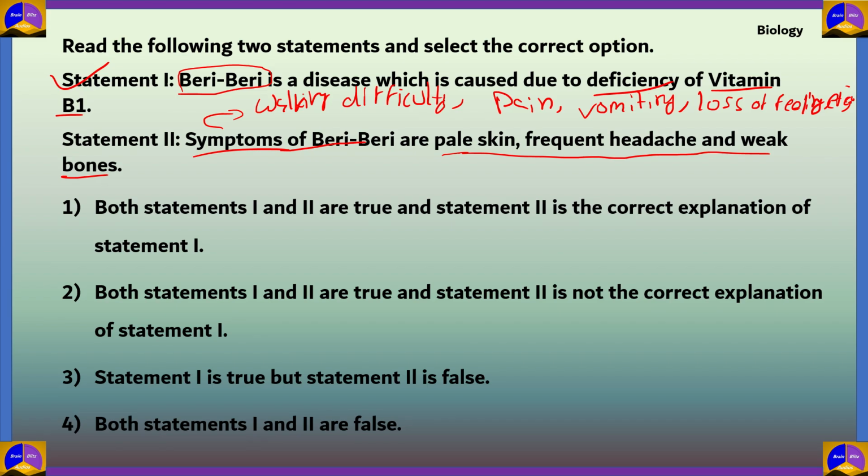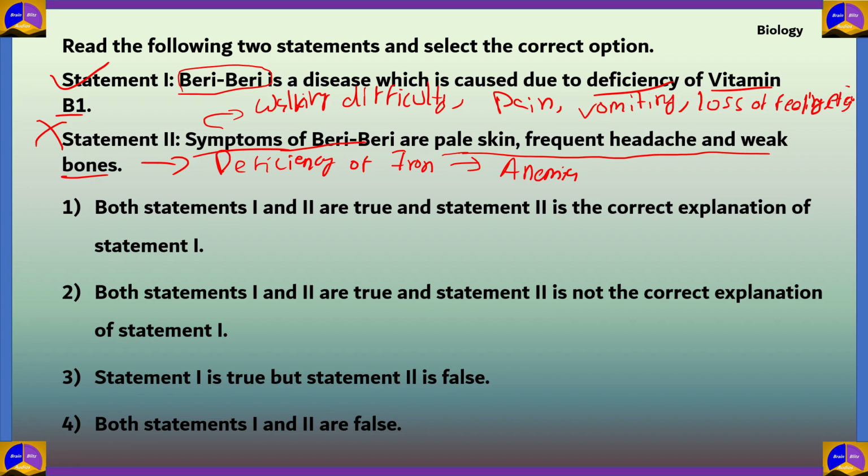While the symptoms given in the statement, pale skin, frequent headache, and weak bones, are the symptoms of deficiency of iron. Now this is called anemia. So pale skin, frequent headache, and weak bones are the symptoms of iron deficiency, anemia, while they are not the symptoms of Beri-Beri. So statement 2 is incorrect.